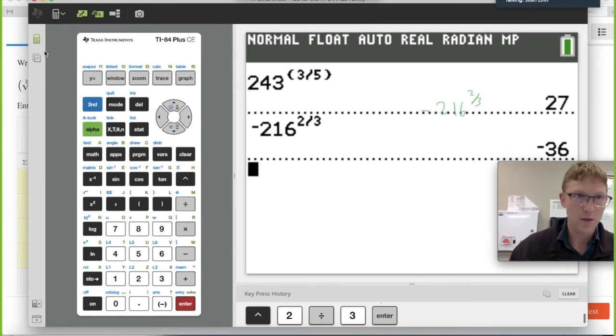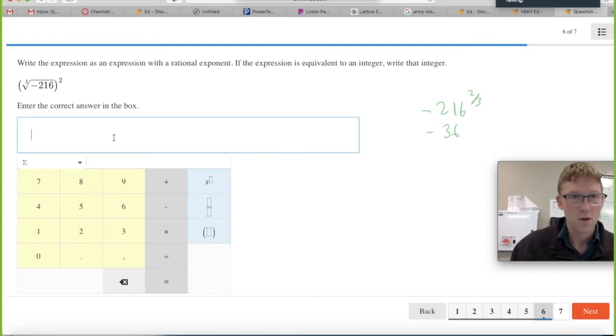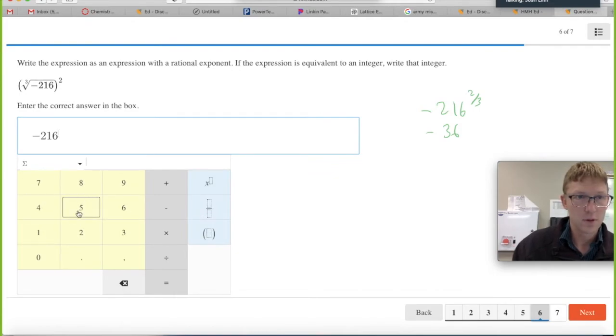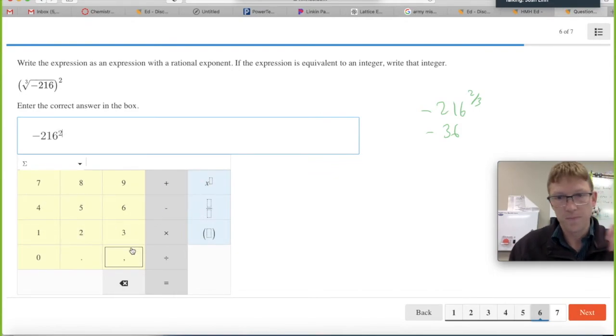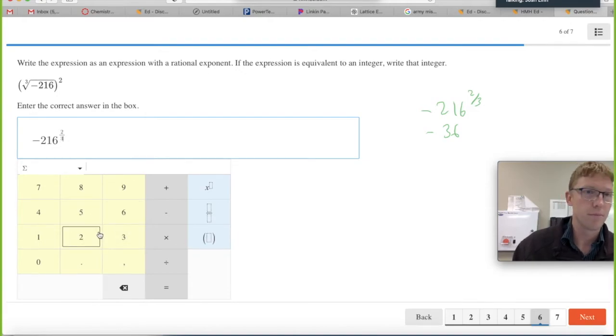So let's see what we got. Negative 36. Cool. I'm going to write that down before I forget it. So we're going to have negative 216 raised to the power of 2 divided by, I don't know why they don't have divided by on this part, but you have to use your calculator. I'm sorry, your keyboard. And then let's get out of that. Equals negative 36.